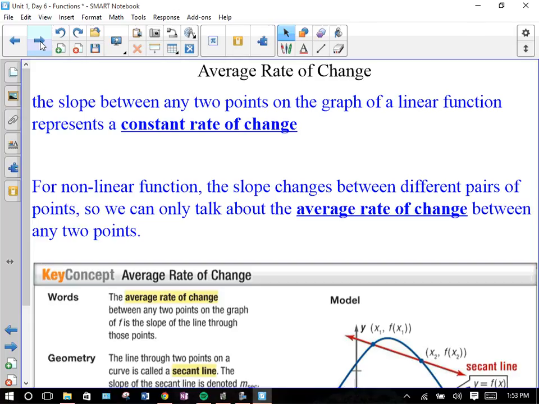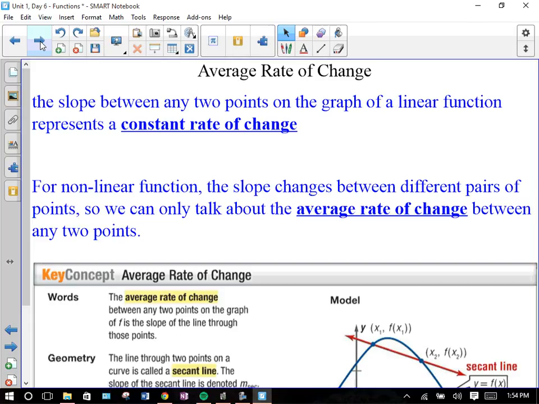This is all about the slope. So what we're going to talk about, and this is again big in calculus, is average rate of change. Now you guys know how to find the slope. The slope between any two points on the graph of a linear function represents a constant rate of change. So a linear function is a straight line, which changes at a constant speed.